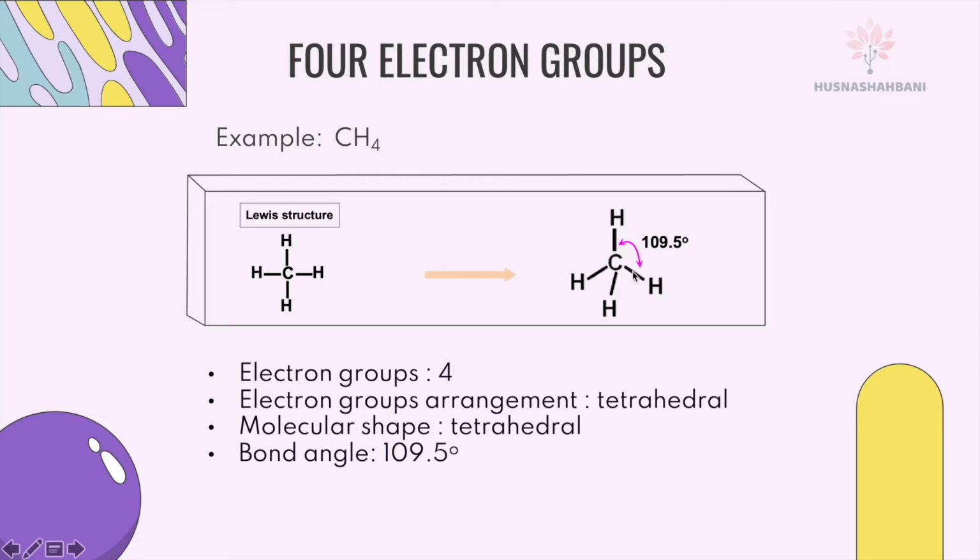Between all these bonds, the bond angle is 109.5 degrees. From this bond to this bond, 109.5, same for these two bonds, and the same for these two bonds, and the same for these two bonds. All 109.5 degrees. That's the bond angle and molecular shape of tetrahedral.